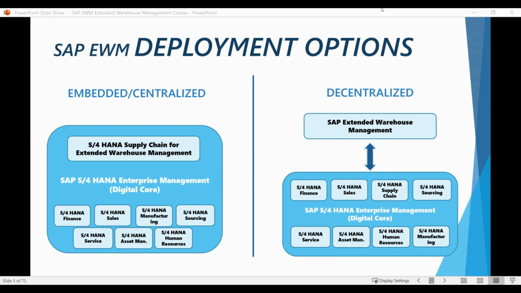Selecting whether a centralized or decentralized approach is best for your organization can be tricky, as both approaches have their strengths and weaknesses. Let's first talk about the embedded deployment option. The main benefit of centralized or embedded EWM is that there is no need for a CIF interface that sends transactional data and material master data between EWM and core ERP. The same master data is shared between other S4 HANA modules and EWM.